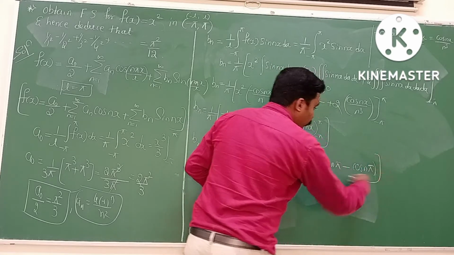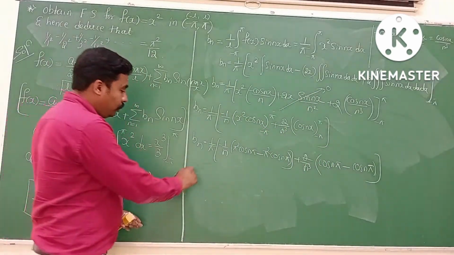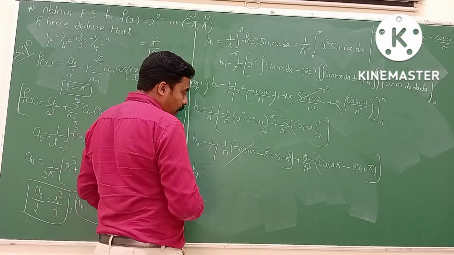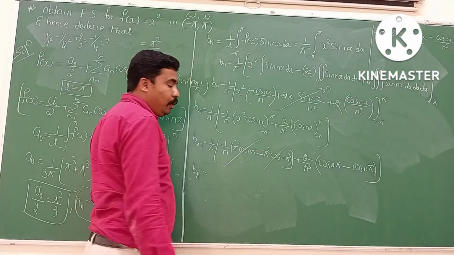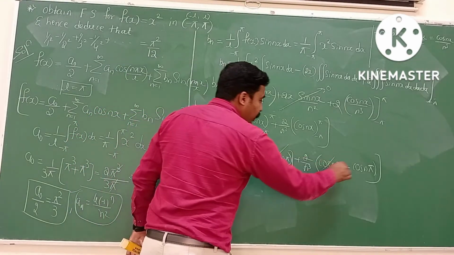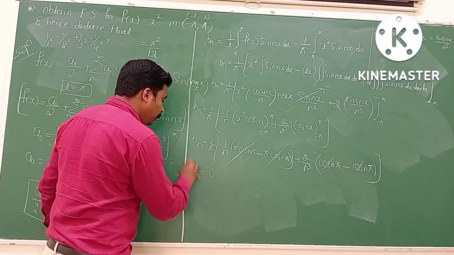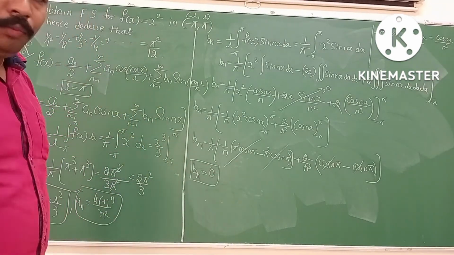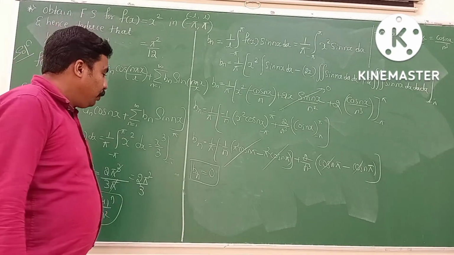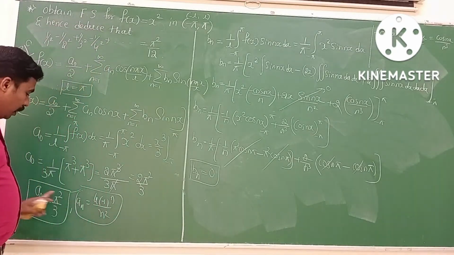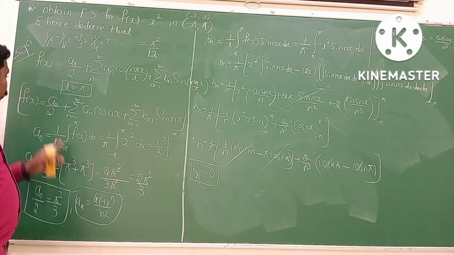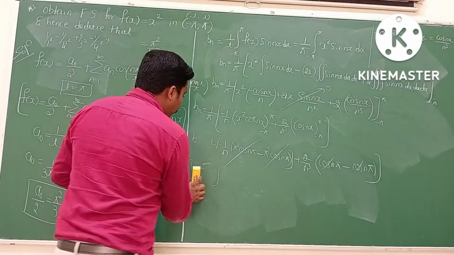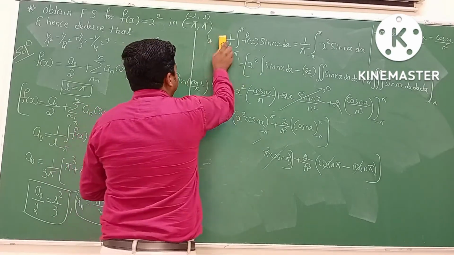So you can see here the same terms but with opposite sign: plus cos n pi into pi square, minus cos n pi into pi square, is 0. This is also 0, so our bn value will be 0. So clearly bn should be 0. I hope you got this. So we have the a0 value, the an value, and the bn value, so we have to rewrite the Fourier series. Okay, so I just rewrite the Fourier series.